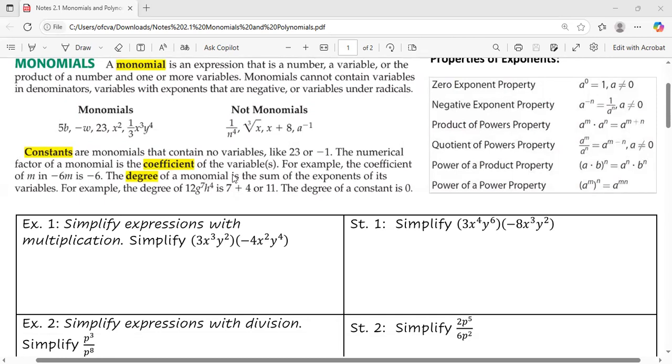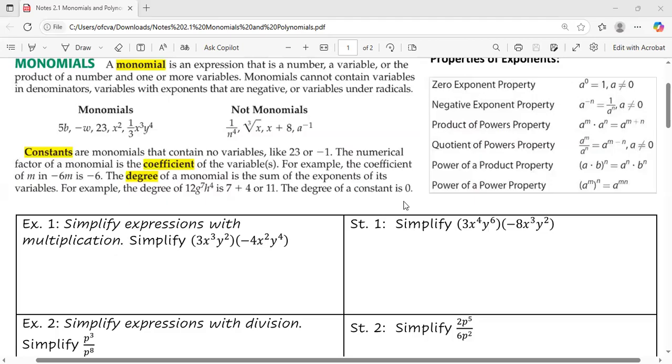Now, the degree of a monomial is the sum of the exponents of the variables. So I'll give you an example, and then I'll expand on it. The degree of 12g to the 7th, h to the 4th, since that is a monomial, there's none of these things that we can have in order to describe that as something that's not a monomial. This is a monomial. When you have a monomial, you also have a degree of its variables. So if you had only 12g to the 7th, that degree would be 7. But because you have 12g to the 7th, h to the 4th, then you're adding the two degrees, the two numbers, and you're giving that as your answer. So the degree of this monomial is 11.